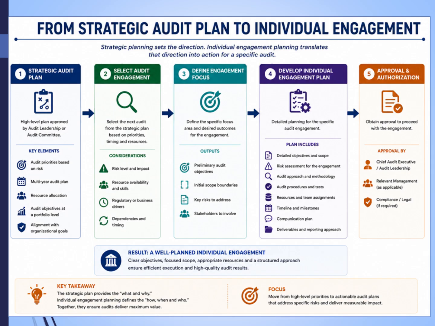The next step is to develop the individual engagement plan. This is the detailed blueprint for the audit and includes the audit scope, objectives, risk assessment approach, methodology, testing procedures, timelines, communication plans, required resources, and reporting expectations. A well-developed engagement plan ensures the audit team understands exactly what will be audited, how it will be audited, and what evidence will be required. Finally, the engagement is formally approved and authorized by the appropriate stakeholders, such as audit leadership, management, compliance, or legal representatives where required. This approval confirms that the audit can proceed with clear authority, agreed expectations, and organizational support.